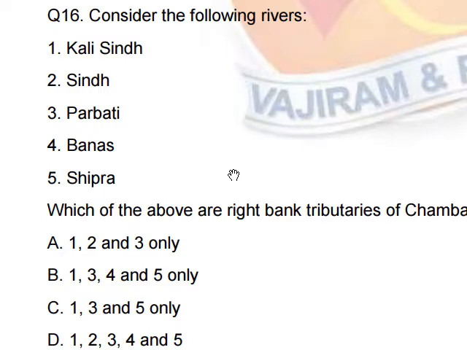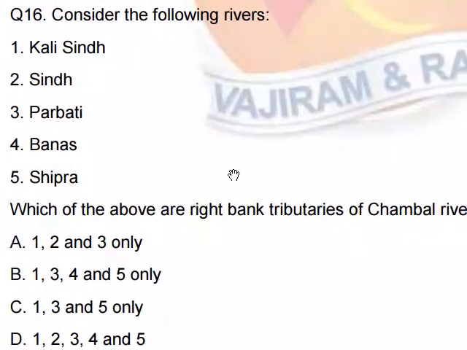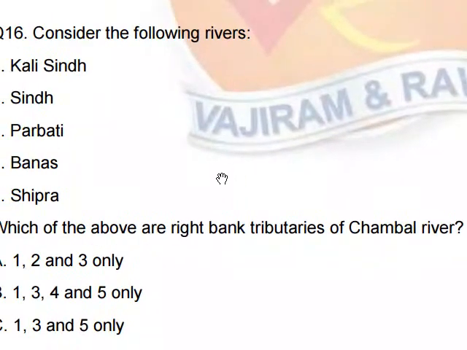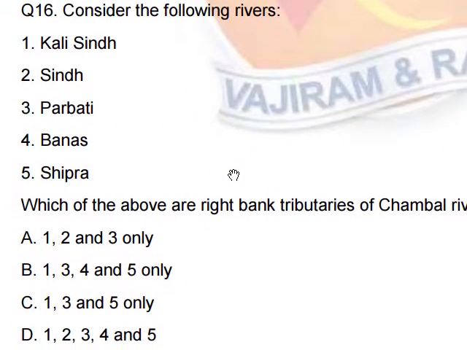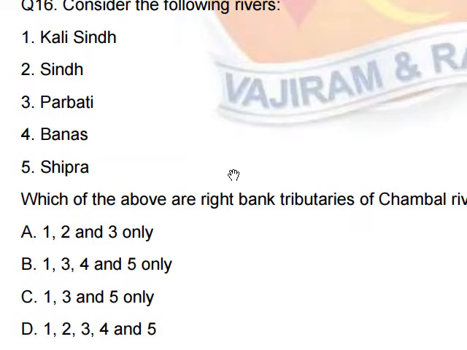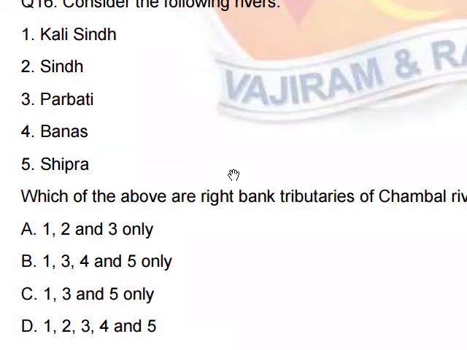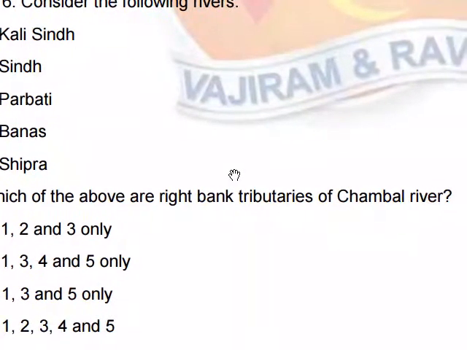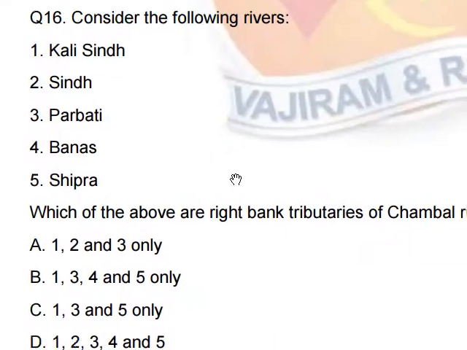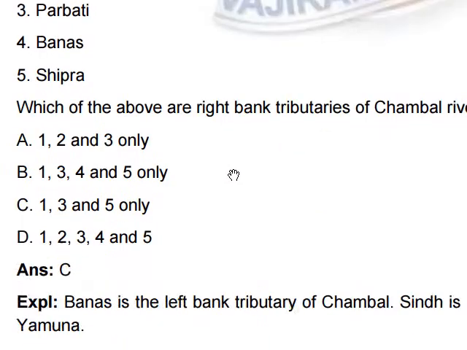Consider the following statement, following rivers. Which of the following are right bank tributaries of Chambal River? Right bank tributaries of Chambal River are Kali Sindh, Parvati, and Sipra. All are the right bank tributaries of Chambal River. Please remember Kali Sindh, Parvati, and Sipra.